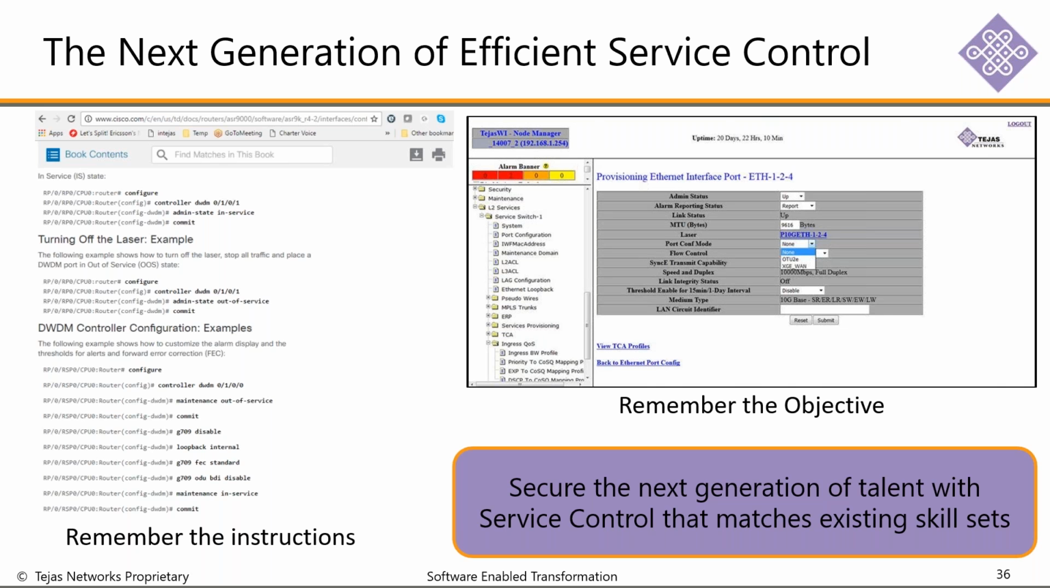With a graphical-based system, whether that be at the node level or the network management level, you remember just the objective, right? If you want an L2 service, you click on the L2 service. You want to provision it, you hit the provision portion of it. It has drop-down menus. And this is common, whether it be from Tejas, which I pictured here, or other vendors, right? A graphical interface allows you to remember the objective. Right? And it is much more efficient at doing packet services when you can remember the objective.